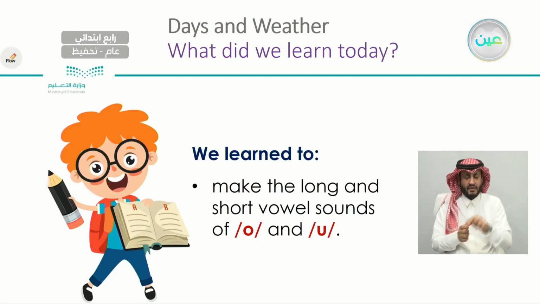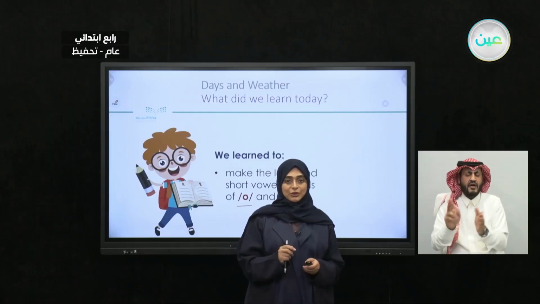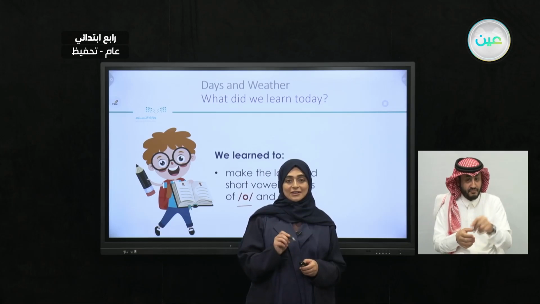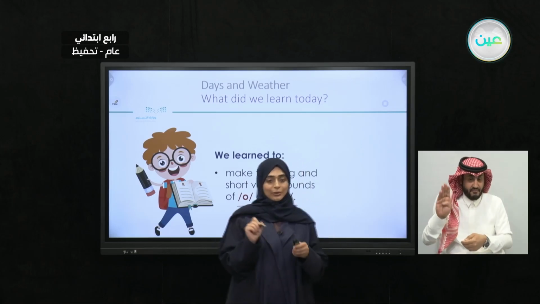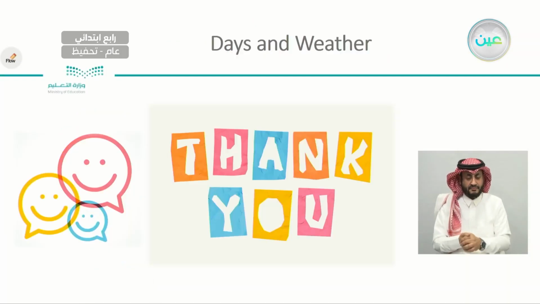All right, so what did we learn today? Today's lesson was about the long and short O, as in top for short, and rope for a long O. And can you tell me a word with a short U? Cub. Excellent. Add an E. Cube. Good job.